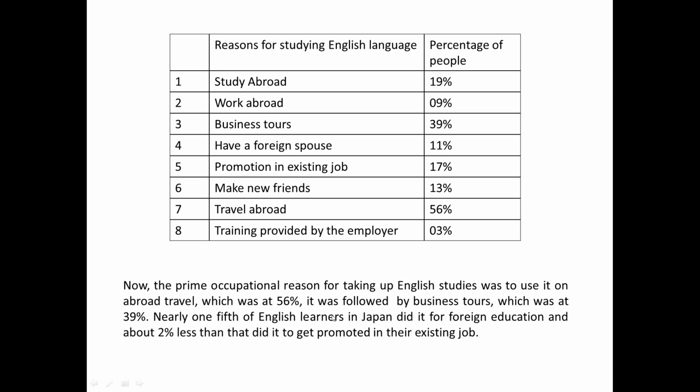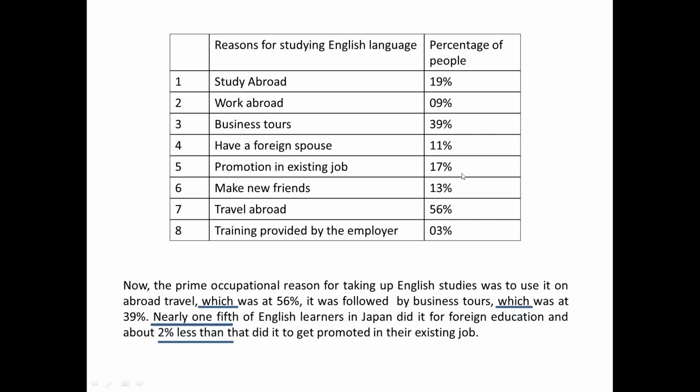Nearly one-fifth of English learners in Japan did it for foreign education, and about 2% less than that did it to get promoted in their existing job. So here nearly one-fifth of English learners. So here study abroad is about 20%, so nearly one-fifth I have written. If it is exactly 20%, then I can write one-fifth of English learners. But it is not exactly, so I have written nearly one-fifth of English learners. And 2% less than that, like 18% here, did it to get promoted in their existing job. So here promotion in existing job.